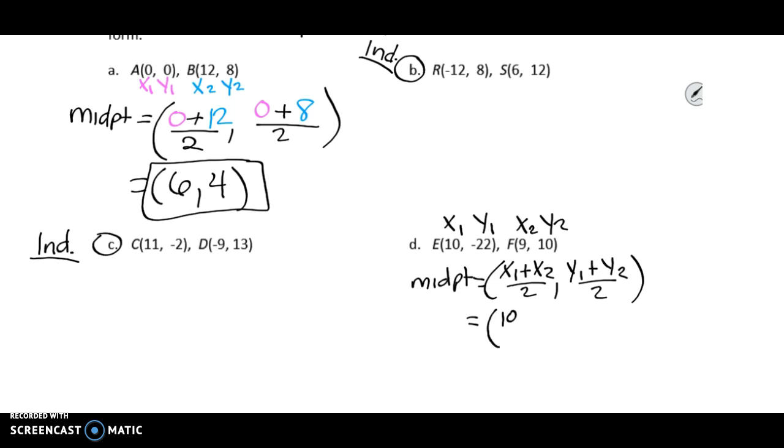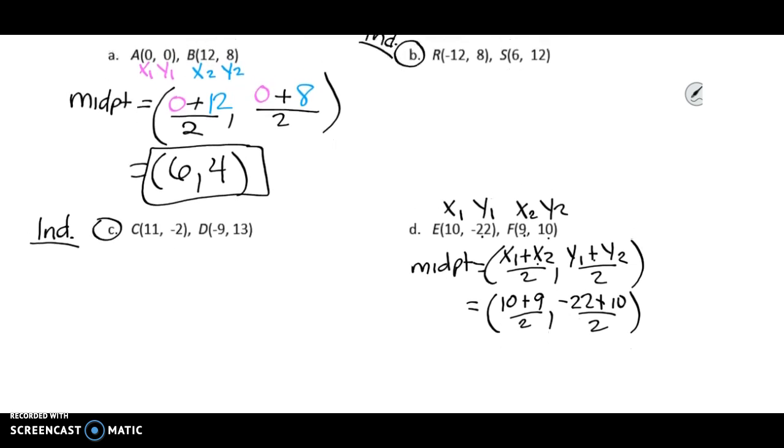x1 is 10, plus x2 is 9, over 2. y1 is negative 22, plus y2 is 10, all over 2. 10 plus 9 is 19. 19 divided by 2, we get 9.5. Negative 22 plus 10 is negative 12. Negative 12 divided by 2 is negative 6. So that's our midpoint formula.